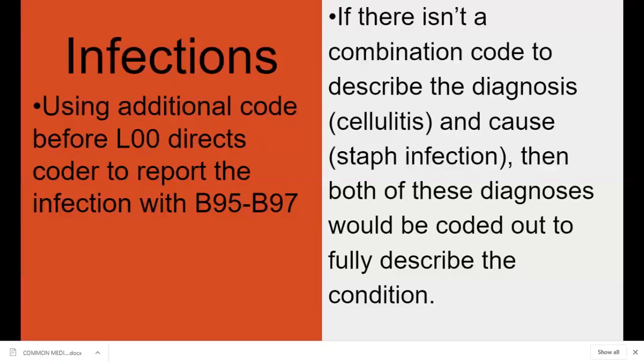Infections. Using additional code before L00 directs the coder to report the infection with the B95 through B97. If there isn't a combination code to describe the diagnosis, cellulitis and cause, staph infection, then both of these diagnoses would be coded out to fully describe the condition.